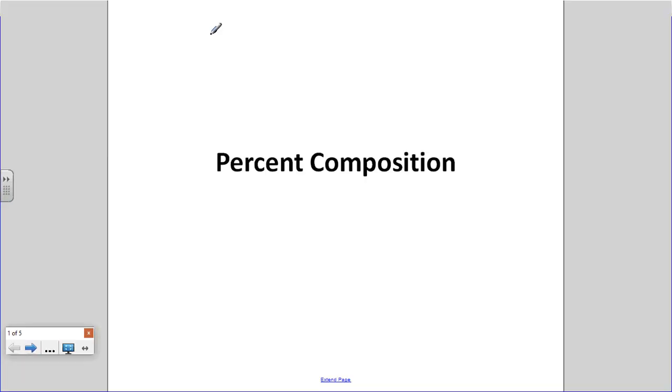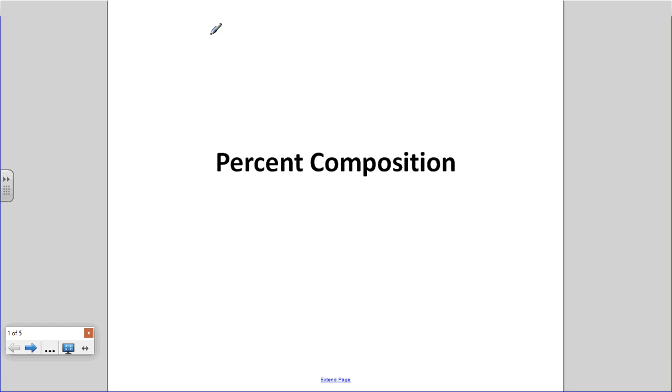Today's lesson, we're going to learn how to calculate percent composition in different chemical compounds. It's very easy once you see the different types of problems you can run into. If you can calculate the percentage of a mark on a test, for example, and you know a little bit about chemistry, it's pretty much the same thing.